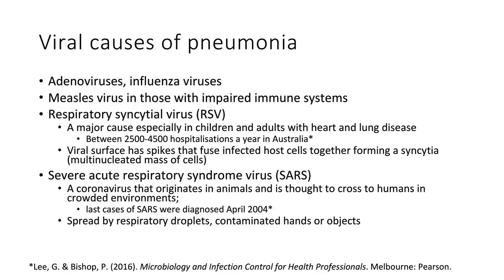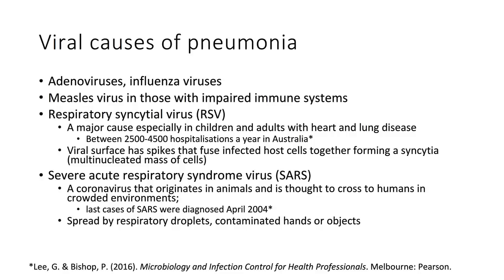Now, this viral surface has spikes on it that fuse the infected host cells together, and the word syncytial comes from this structure that is formed when these cells fuse together, called a syncytia. And so syncytia means multinucleated mass of cells. So the virus gets into the cells, then those that have been commonly infected by the virus start to fuse together, and they form a clump, a mass.